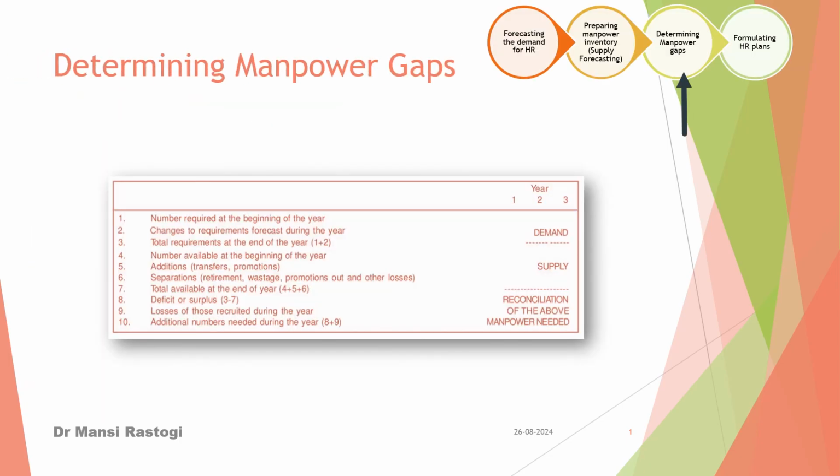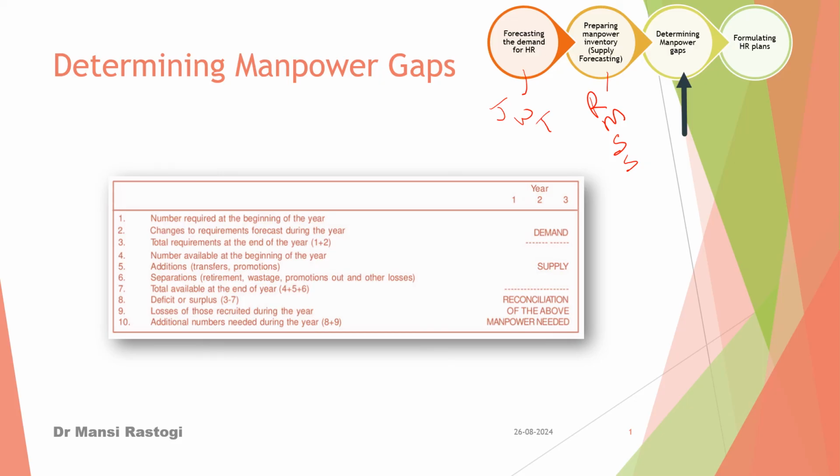So the next thing is determining manpower gaps, which is the third step in our presentation or the HR process. We have covered forecasting demand so far. Let's quickly revise what we have studied. We studied forecasting the demands for HR, where we studied the judgmental method, workload analysis, and trend analysis. In preparing manpower inventory, we talked about replacement chart, Markov analysis, skill inventory, and staffing table also. So RMSS, JWT.